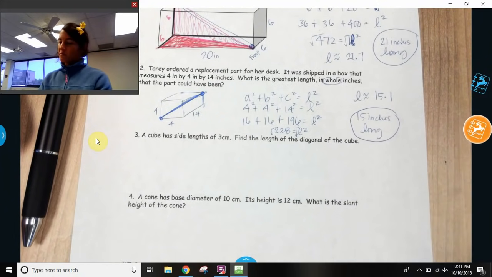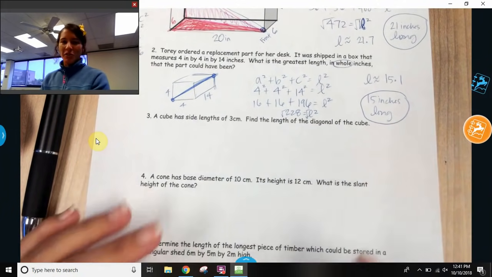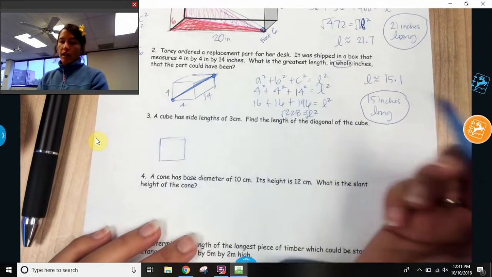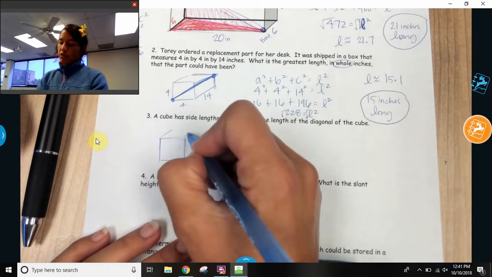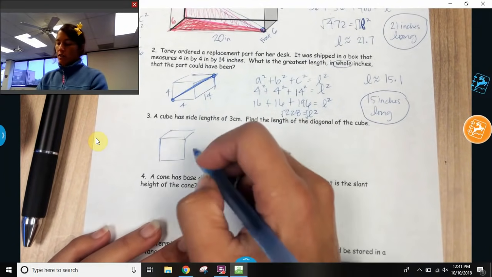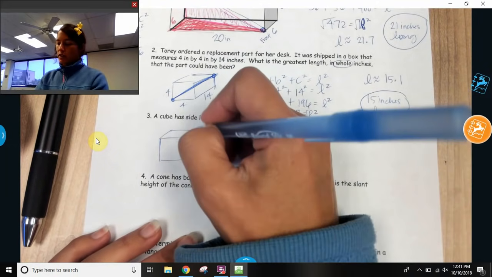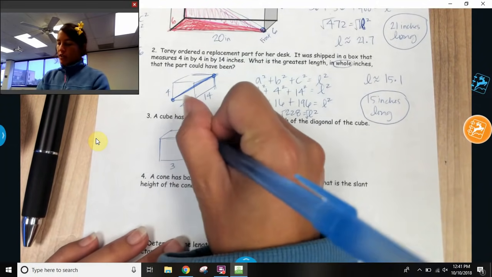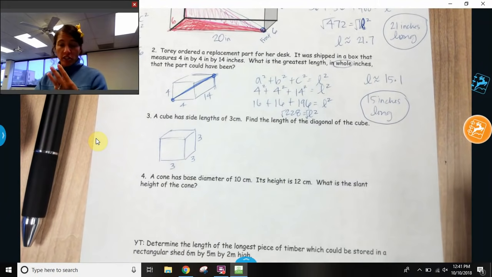All right, number 3, a cube. So if you want to draw a cube, you start with a square. And then the way I draw 3-dimensional is I just go diagonal, diagonal, and then I go across, and then I go diagonal, and then I go down. So a cube has sides of 3, so 3, 3, and 3. We need 3 dimensions. So length, width, and height for a 3-dimensional shape.